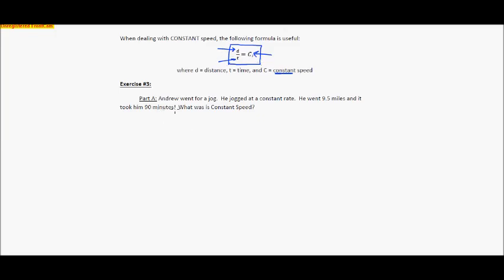All right. So part A says Andrew went for a jog. Now notice right here it says he jogged at a constant rate. That's important, because as soon as they tell us that, that means we can use this formula right up here. And he went for 9.5 miles, so there's my distance. I'm just going to put a little D right there. And it took him 90 minutes. Well, there's my time. There's my T. Alright, so what is this constant speed? Well, just like any other formula, if they give you all the parts except for what you're looking for, you just plug in the numbers. So let's plug in to D over T equals C.